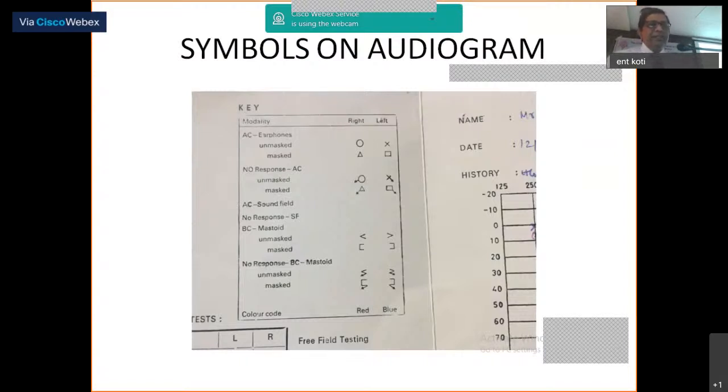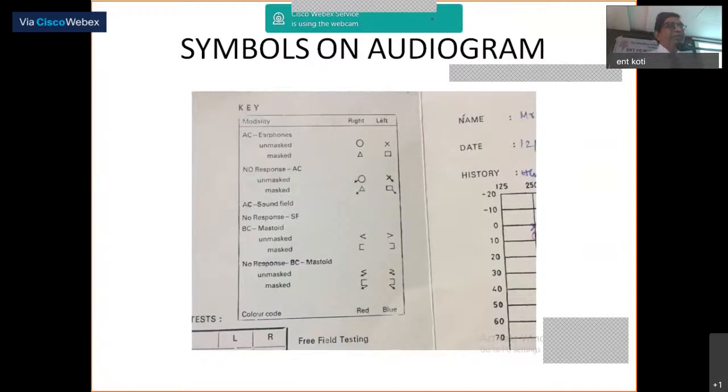Then the various things are on the right side. If you find a red open circle, that means it is for the right ear. Blue cross is for the left ear. Then masking and unmasking: if it is masked, it is a triangle on the right side, and on the left side it is a square. No response.